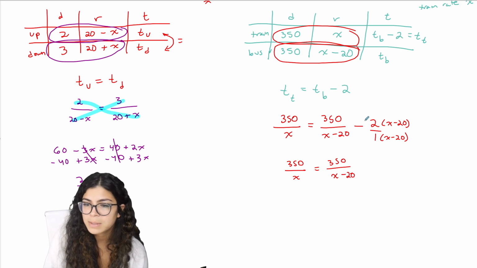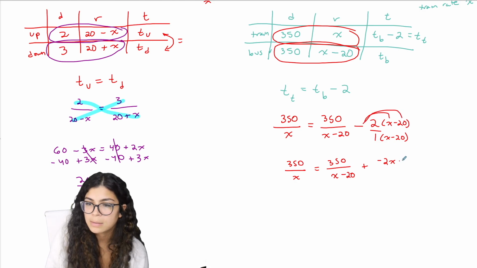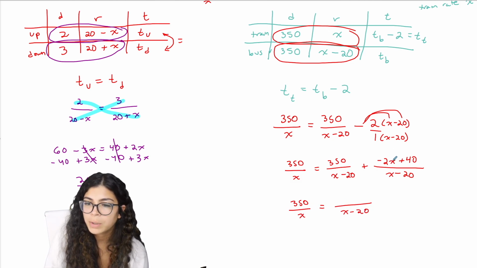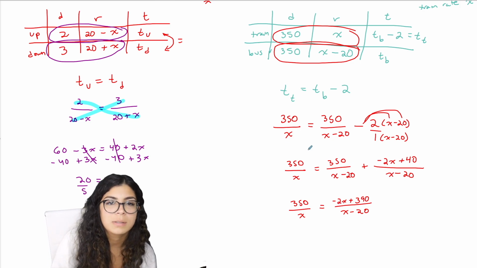So negative 2 times X would be negative 2X, and then negative 2 times negative 20 would be positive 40. Denominator is X minus 20. So now we can combine the numerator: 350 over X equals, the denominator is the same now, and 350 plus 40 would be 390, and of course negative 2X is negative 2X. Now we can cross multiply.